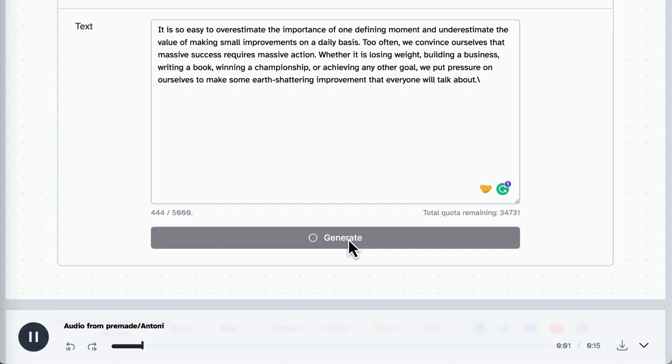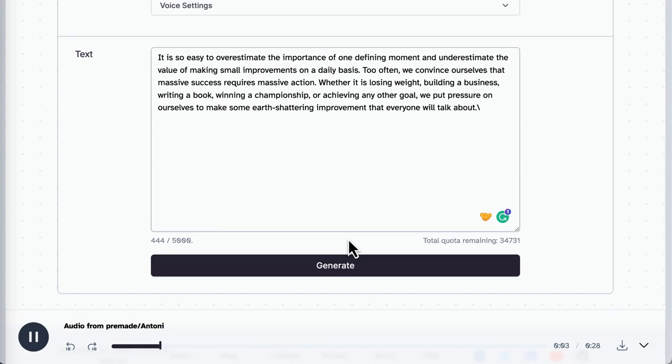It is so easy to overestimate the importance of one defining moment and underestimate the value of making small improvements on a daily basis. Too often, we convince ourselves that massive success requires massive action. Whether it is losing weight, building a business, writing a book, winning a championship, or achieving any other goal, we put pressure on ourselves to make some earth-shattering improvement that everyone will talk about.